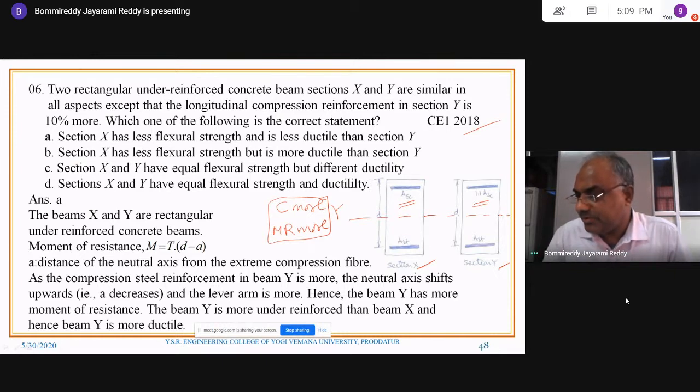And see the other options. Section X has less flexural strength, it is okay, but more ductile? Why more ductile? Less reinforcement means no question of more ductility. Section X and Y have equal flexural strength but different ductility? No. Section X and Y have equal flexural strength and ductility? No. Ductility depends on the amount of steel reinforcement provided. The more the steel reinforcement, the more ductile in nature. And in this case, since the compressive reinforcement provided is more, compressive resistance is more, and accordingly moment carrying capacity in Y is more.